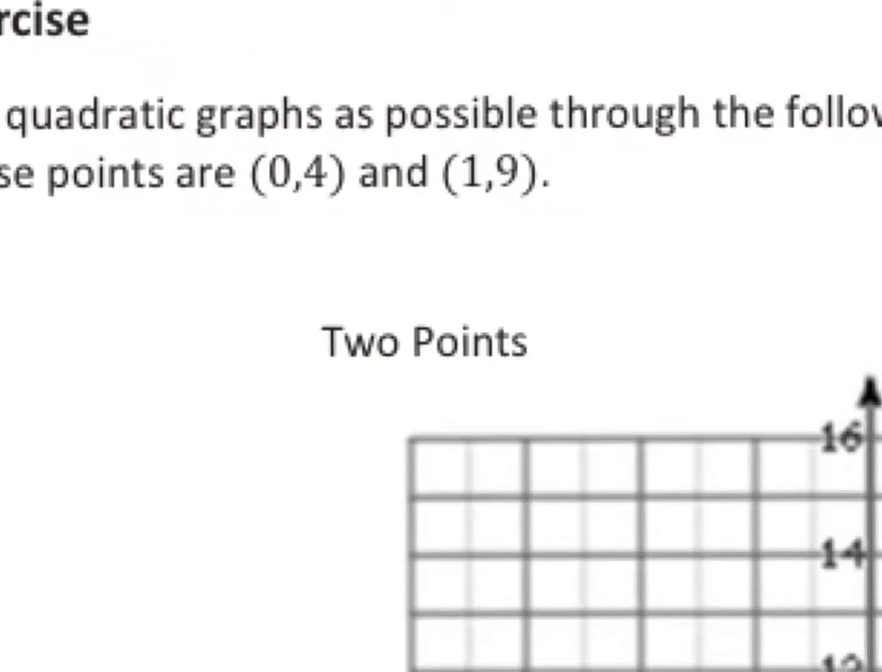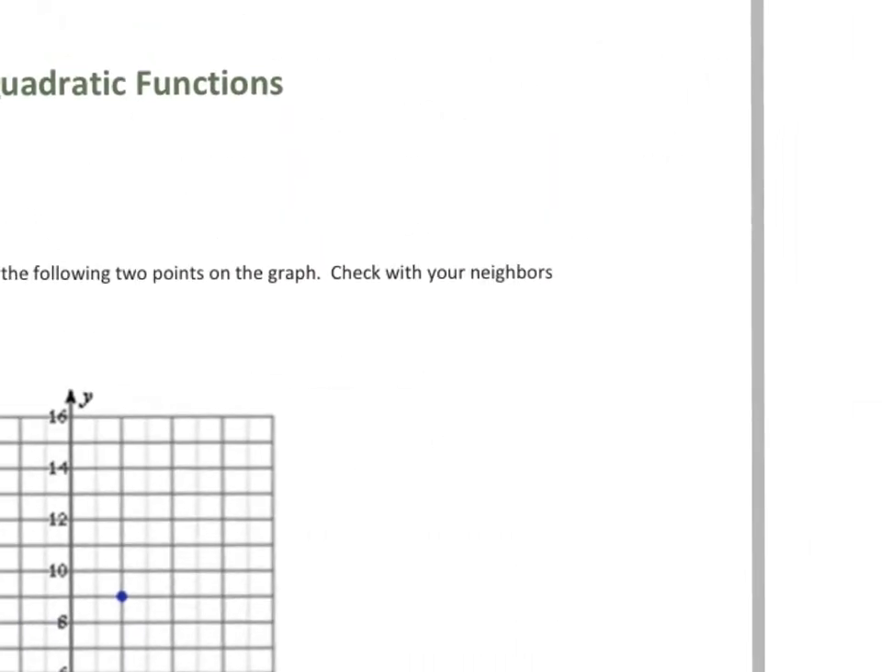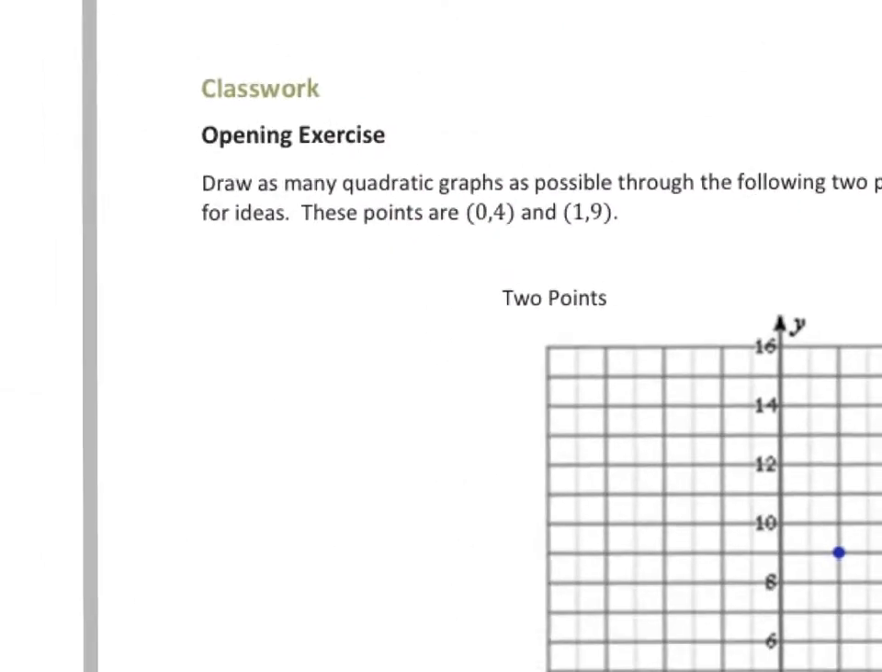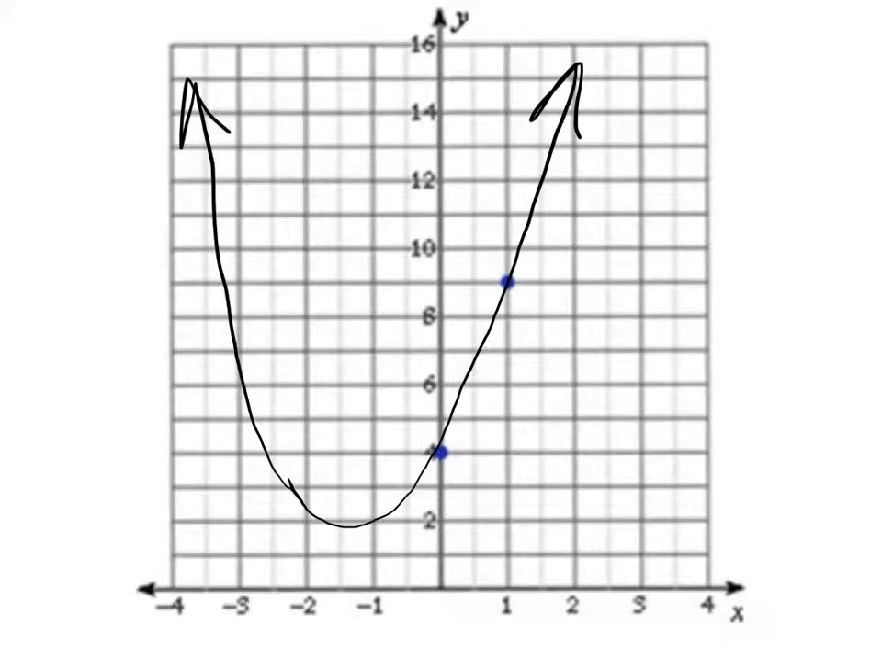Draw as many quadratic graphs as possible through the following 2 points on the graph. Your neighbor will be me because we're going to do this together. These points are 0, 4, and 1, 9. Those points are right here and right here. Describe to me a quadratic graph that you could draw that includes those 2 points. You could draw one like this. If you did a curve somewhere about here, you could put one in like that.